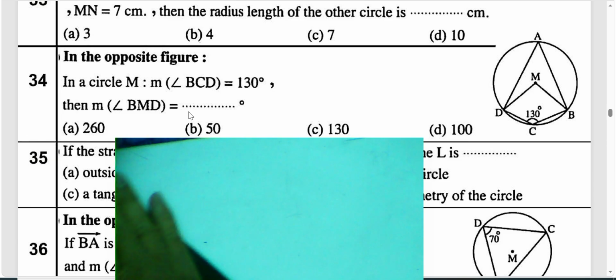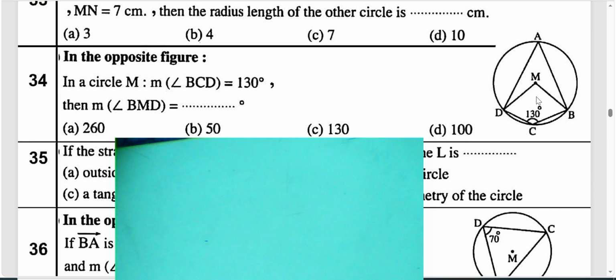Next question. In circle M, the measure of angle BCD is 130 degrees. Do you remember this question? I solved it in 1 minute. He gives you the measure of angle C as 130, and he wants to find the measure of angle BMD. How can we find it? We know BMD is the center angle.